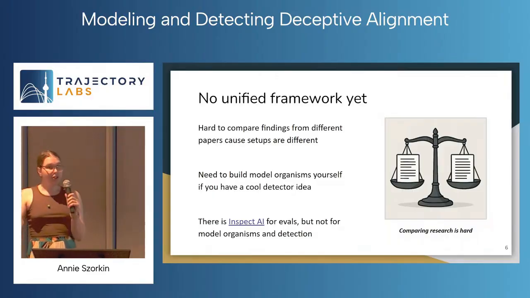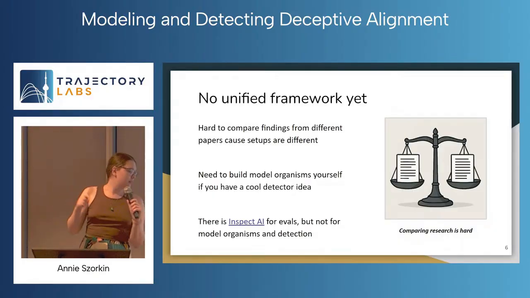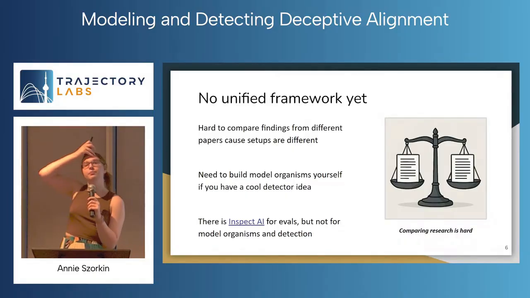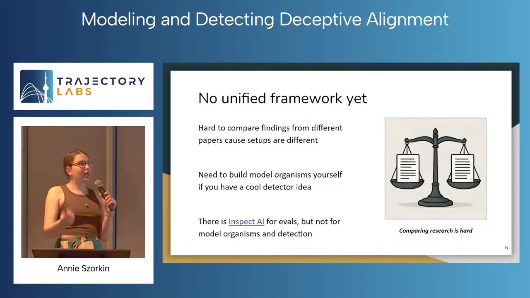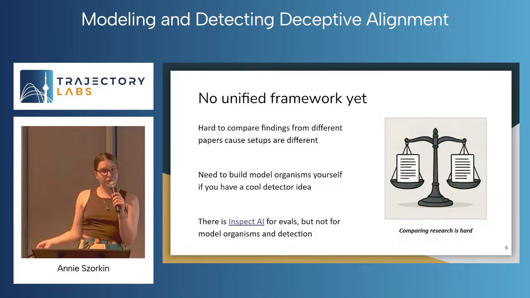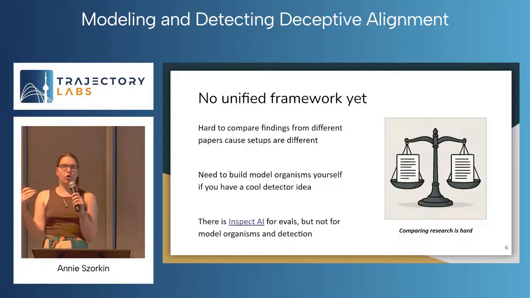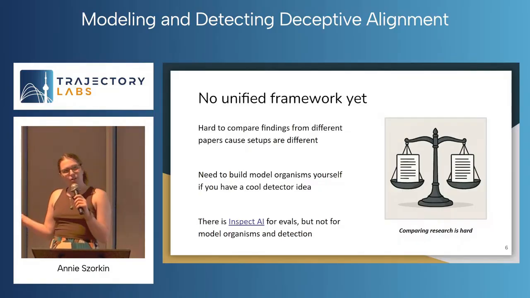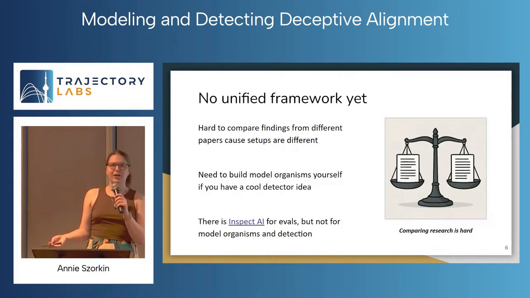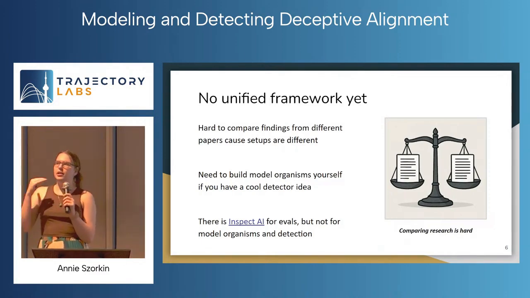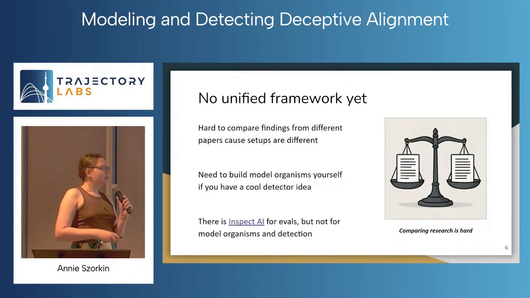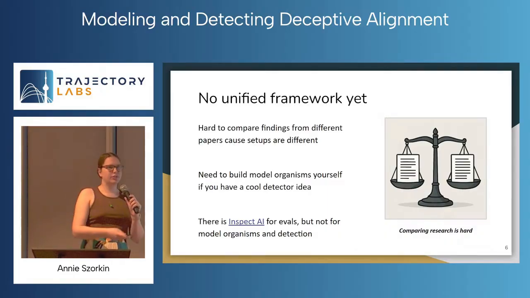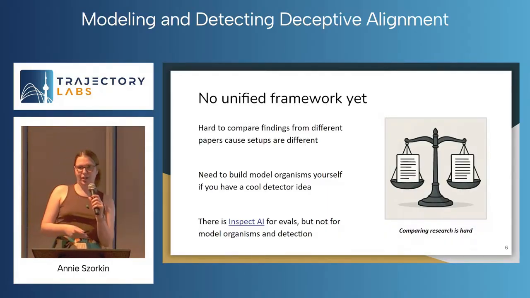I'd like to note that there is also a really cool framework, Inspect AI, developed by the UK AI Security Institute, which is for evaluations and is really widely used. However, it's slightly out of scope for this, because it doesn't have anything related to model organisms or situational awareness. This problem specifically is outside of its scope. So there is a good example of a framework for evals already, but not for model organisms, situational awareness, or deceptive alignment.